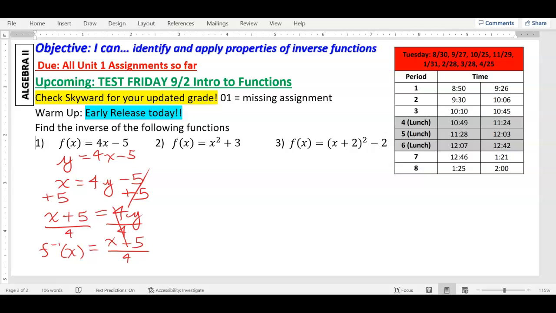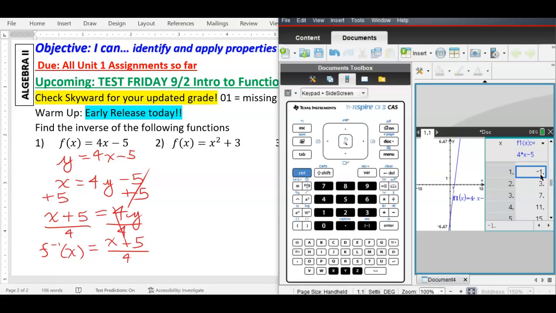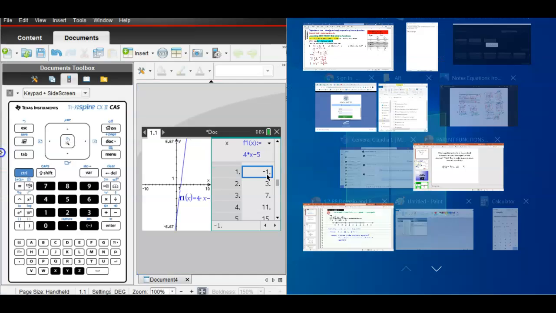Okay. Now, real quick, I'm going to show you on here. Go ahead and press the on button.